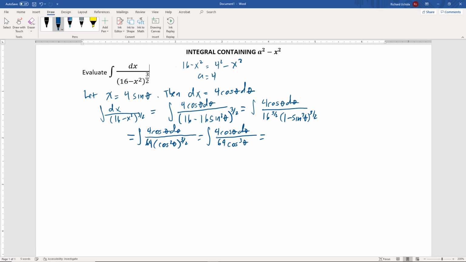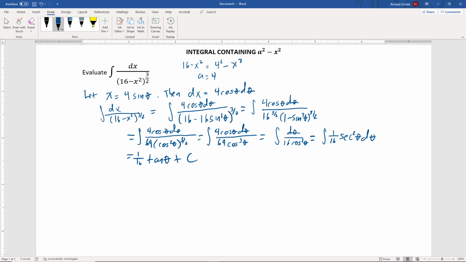Now simplifying what's inside here, the 4's would cancel, so we'd have still 16 in the denominator. And then one of the cosines cancels, so this would be d theta over 16 cosine squared of theta, which would be the same thing as the integral of 1 over 16 secant squared of theta d theta, which, integrating that, will give you 1 over 16 tangent of theta plus c.